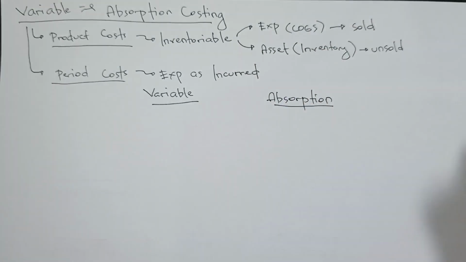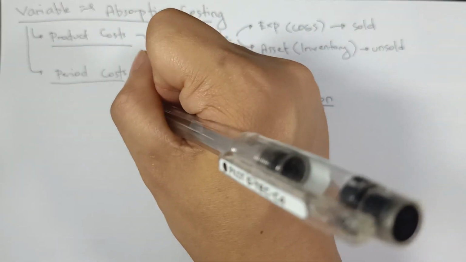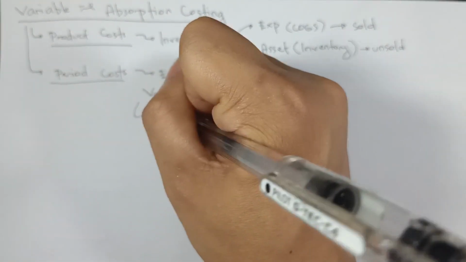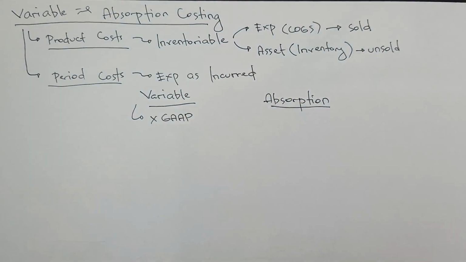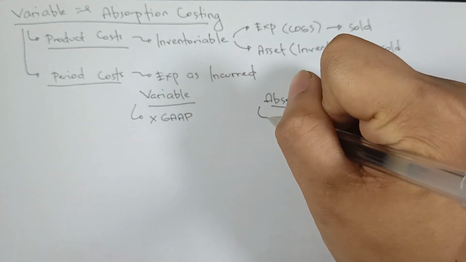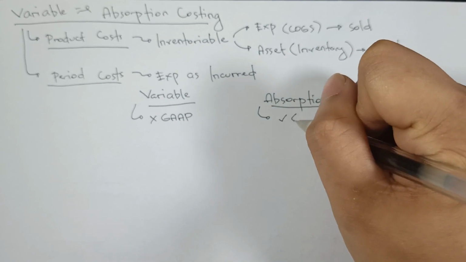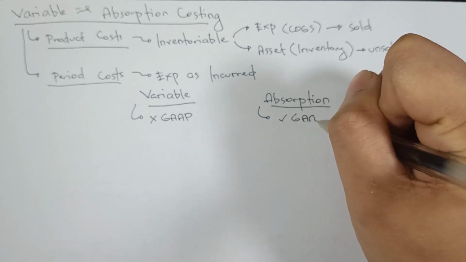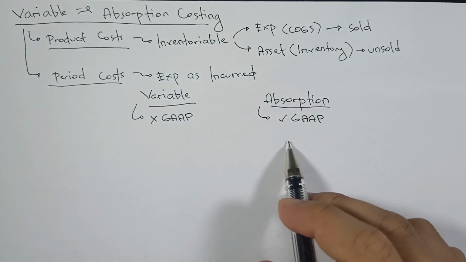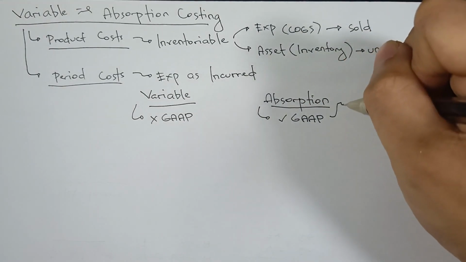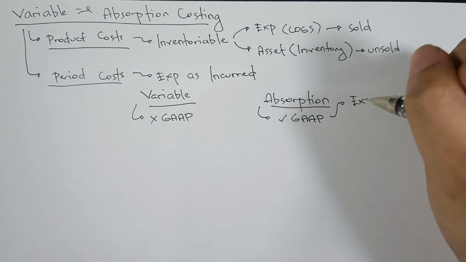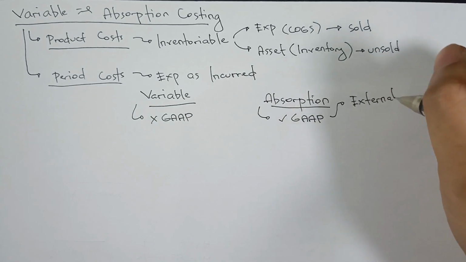So, sa pinagkaiba ng dalawang to, variable costing is actually not a generally accepted accounting principle. Once again, variable costing is not a generally accepted accounting principle. On the other hand, absorption costing is the one that is generally accepted. So, ibig sabihin, if absorption costing is the one that is generally accepted, asahan mo ngayon na ito yung ginagamit natin for financial or external reporting.